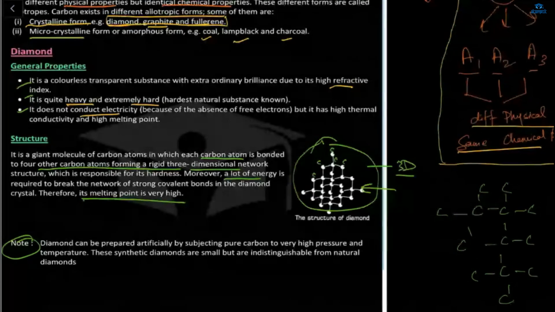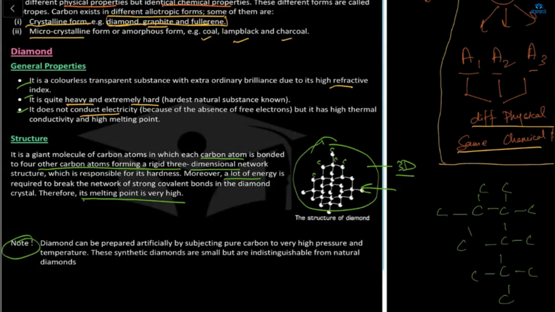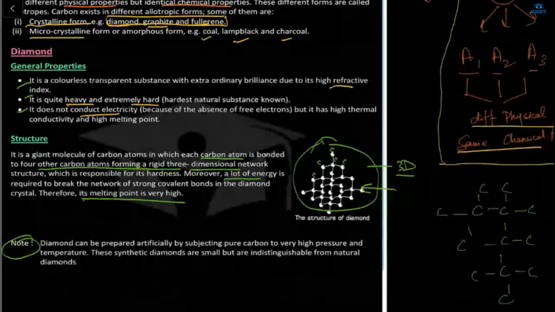See, if we combine carbon at very high pressure, it will become diamond. Diamond is like combining each carbon atom with four other carbon atoms, making a 3D structure. So it will be a diamond.